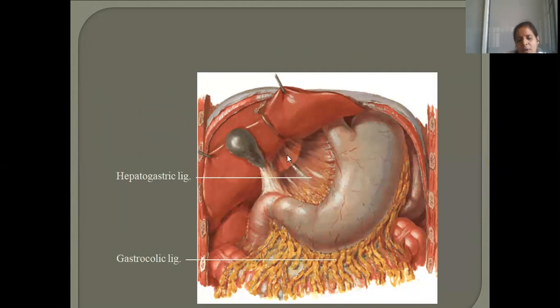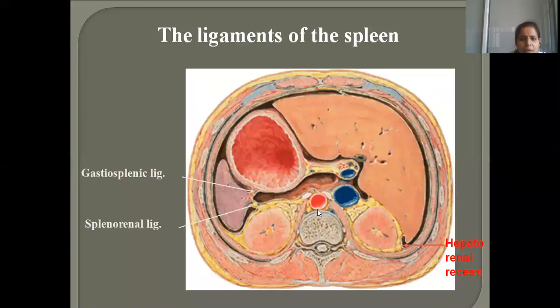Now you have understood what is porta hepatis. So from the margins of the porta hepatis, we will see the starting of the lesser omentum, which extends up to the lesser curvature of the stomach. Okay. Now see here, this section we will try to understand. This section has been taken at roughly the L1 vertebra.